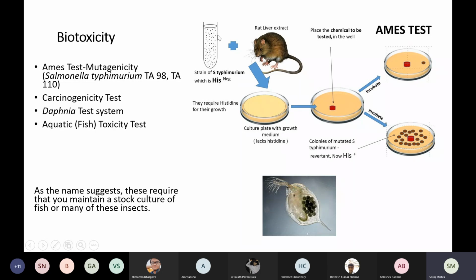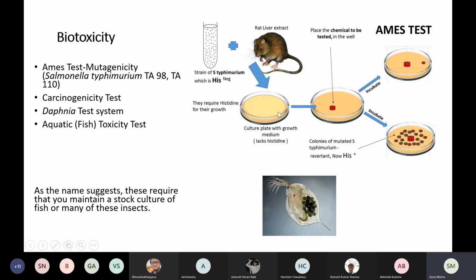Now you see many of these toxic compounds may not be mutagenic, but then a human liver or a mammalian liver can release certain enzymes which can convert these toxic compounds into something which is more toxic. Do you understand? So what you can do in this extension is that the Salmonella is mixed with rat liver extract in this medium.